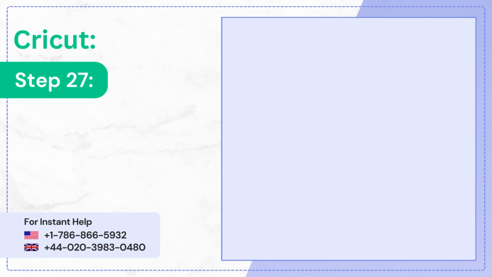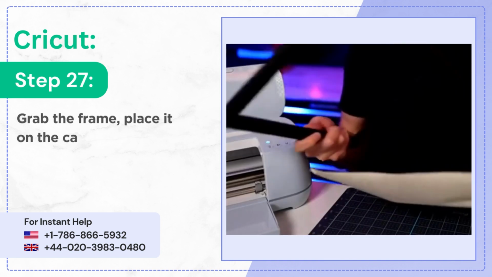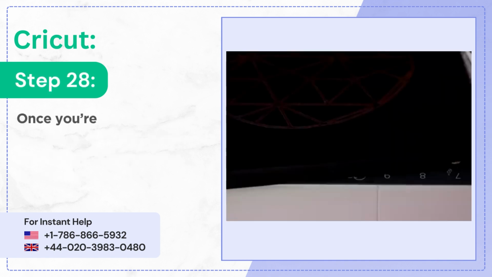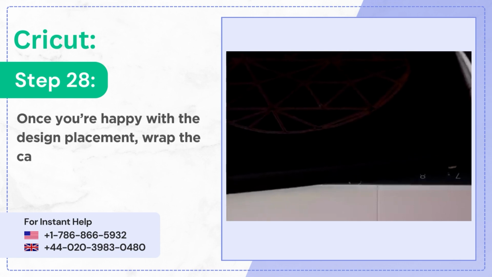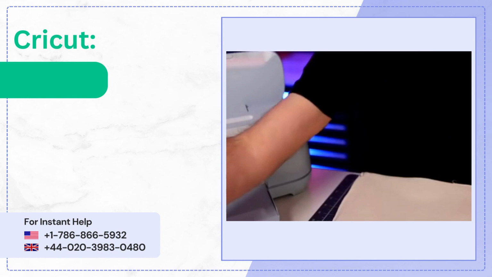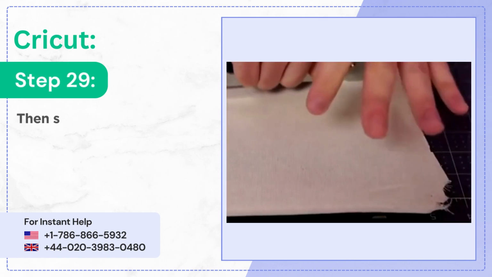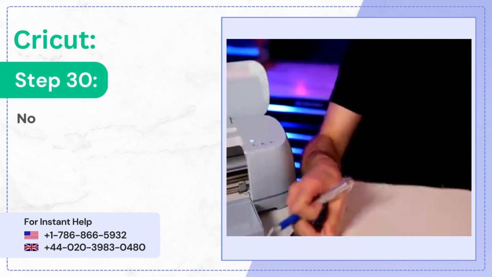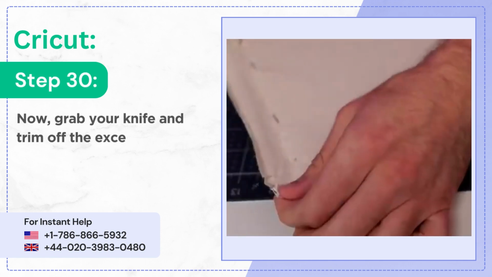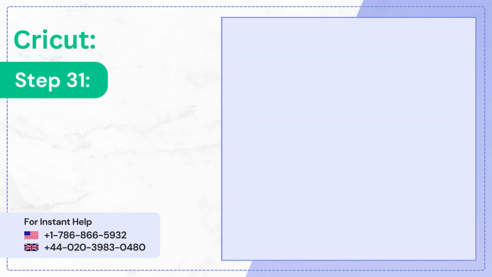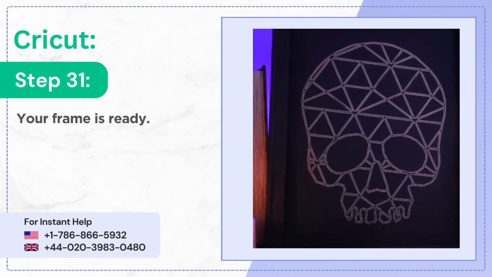Step 27. Grab the frame, place it on the canvas and make sure that the design is in the center. Step 28. Once you're happy with the design placement, wrap the canvas as tight as possible on the side and flip it over. Step 29. Then staple the canvas down. Step 30. Now grab your knife and trim off the excess canvas outside the staples. Step 31. Your frame is ready.